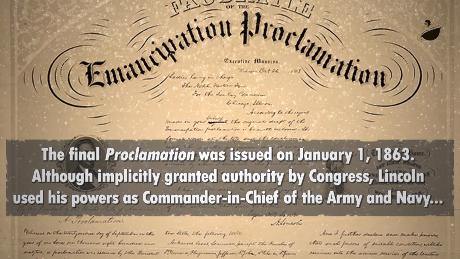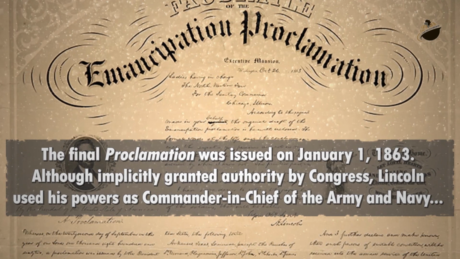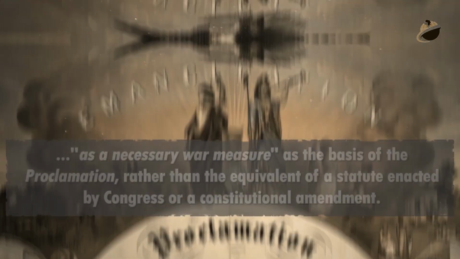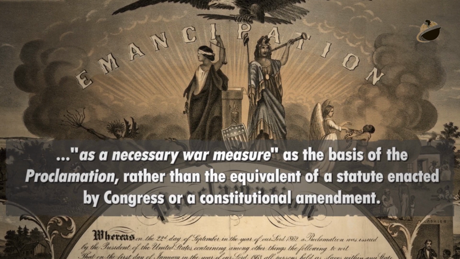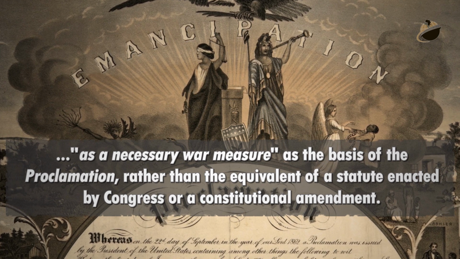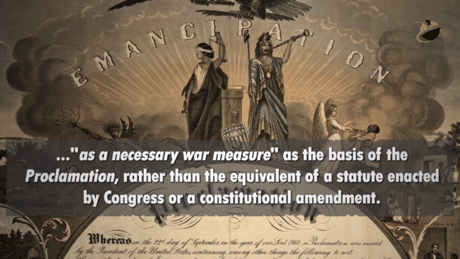Although implicitly granted authority by Congress, Lincoln used his powers as Commander-in-Chief of the Army and Navy as a necessary war measure as the basis of the proclamation, rather than the equivalent of a statute enacted by Congress or a constitutional amendment.